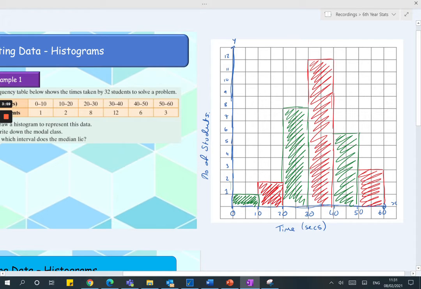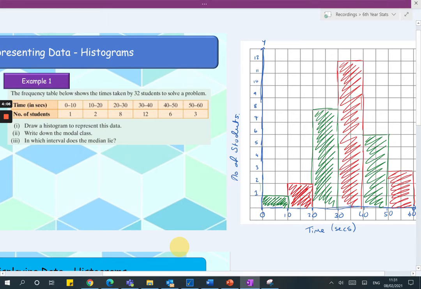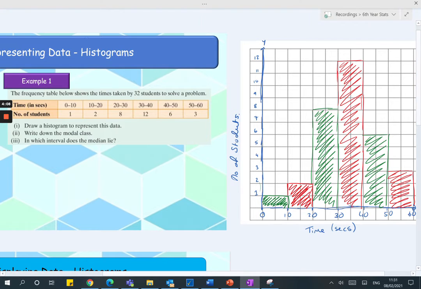Okay? Now, the next one asks me for part 2 to write down the modal class. Well, the modal class is another fancy way of saying the word mode. And the mode we know is the one that occurs the most. So the one that occurs the most would be the tallest bar in our histogram, which I can see is between 30 to 40 seconds.